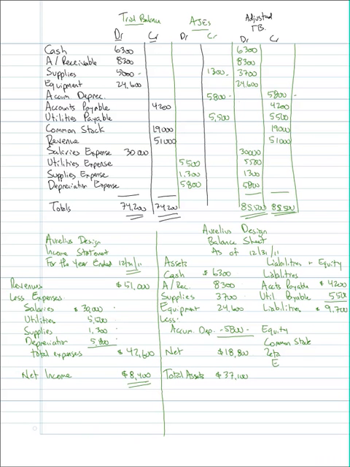Our equity, we have two types of equity accounts here. We've got our $19,000 of common stock, capital contributed by the owners to begin the business, and we have our retained earnings, earnings that were retained by the business. At the beginning of the year, they were zero. During the year, we earned net income.